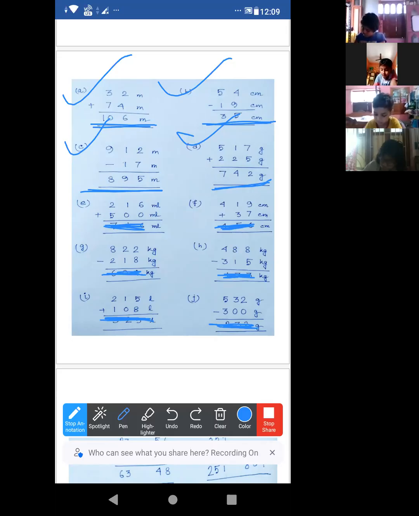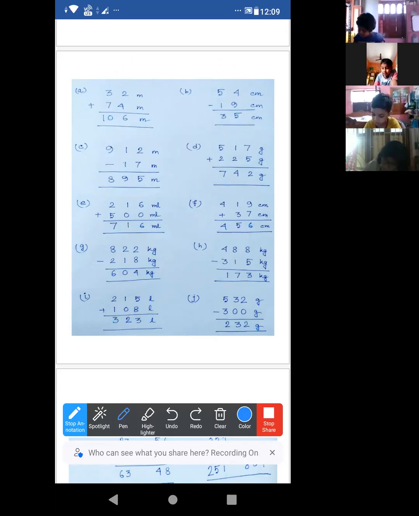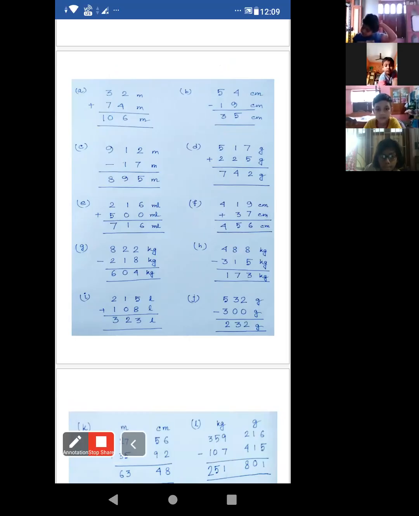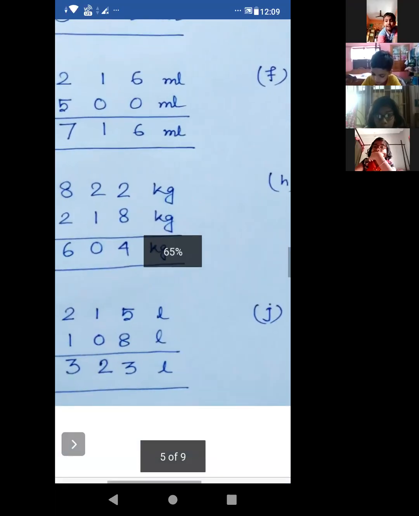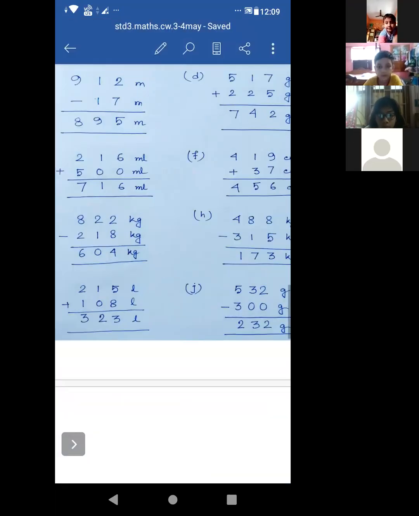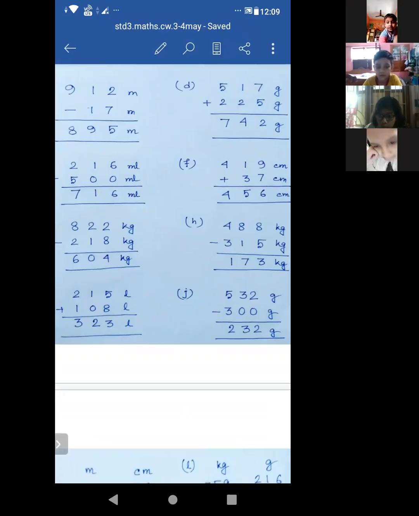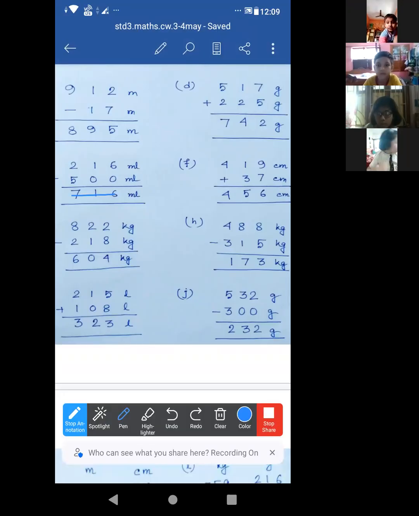Now I am moving to the next one. Look, up to D completed. Okay, E and F. Look at this, E. Just normal addition. Both are normal addition. Do it yourself. I am not even going to do this. 6 plus 0, 6. You can easily write 1 plus 0, 1. And 5 plus 2, 7. It is very easy. Okay.